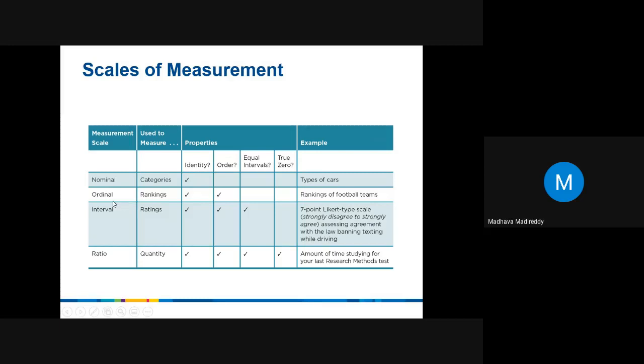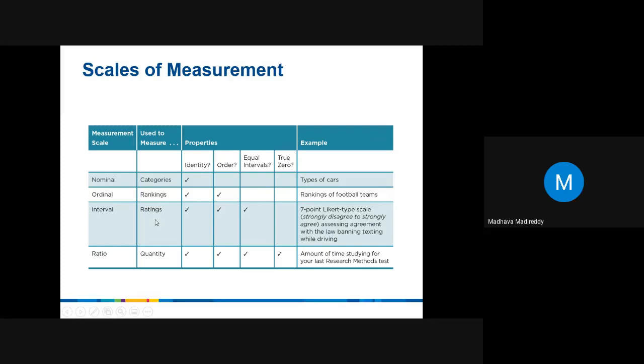And then ordinal is primarily a ranking. So what is your grade? You got A grade, B grade, C grade, F grade. So that is a ranking. Then we also have an order in that. Now the other one could be interval.